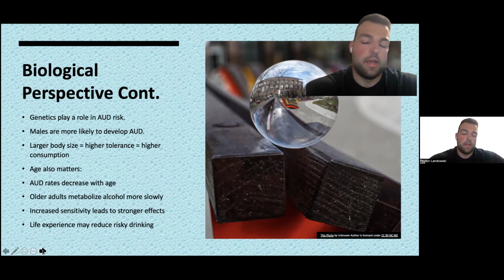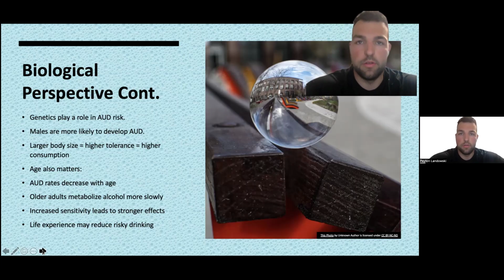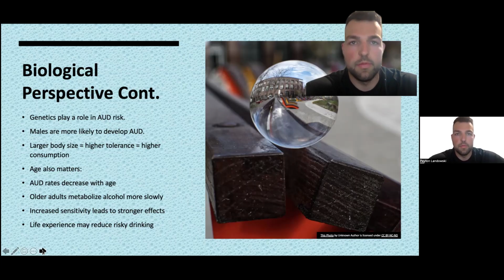Another biological factor tied to alcohol use disorder is age. The instances of alcohol use disorder decrease with age. As we age, the liver metabolizes alcohol more slowly, and alcohol is more easily absorbed in the system. This means older adults can become intoxicated more quickly and feel the negative effects of alcohol faster and for longer periods of time. Whether it's because of these effects or a more developed frontal lobe with more life experience, older people tend to show fewer instances of alcohol use disorder.